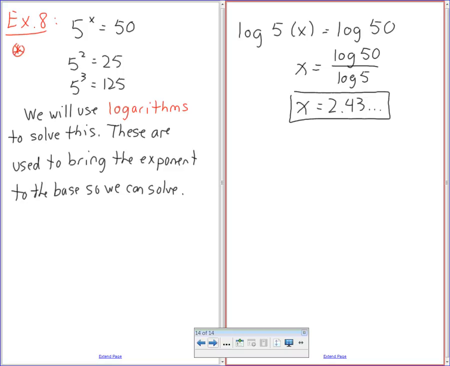So the reason it is because this is log 5 times x. So in order to get x by itself, you divide by log 5. Just treat it like it was a number times x equals another number. So to get x by itself, you divide by the number. Okay, so just pretend it was 5x equals 50, right? x would be 50 over 5. It's the same idea as that. Okay, try this one.